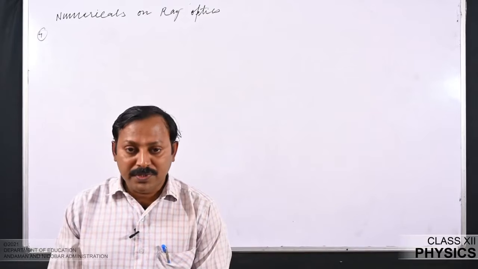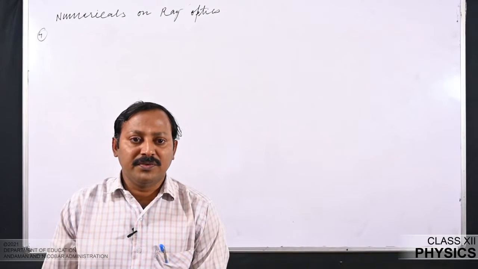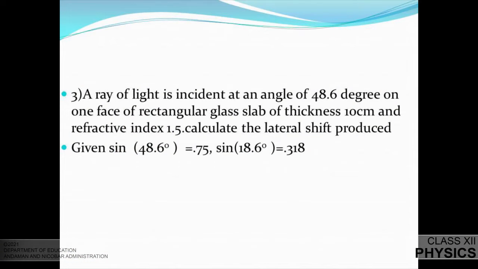Now in the previous question we saw the normal shift, now we will see the lateral shift. Here we have a question: a ray of light is incident at an angle of 48.6 degrees on one face of a rectangular glass slab of thickness 10 centimeter and refractive index 1.5. Calculate the lateral shift produced. Given sin 48.6 degrees is equal to 0.75 and sin 18.6 degrees is equal to 0.318.